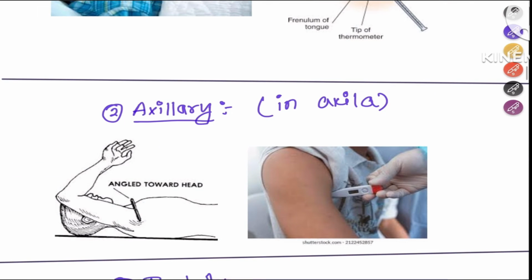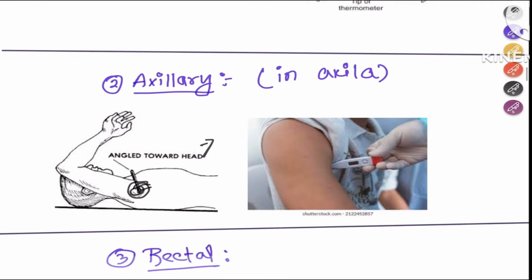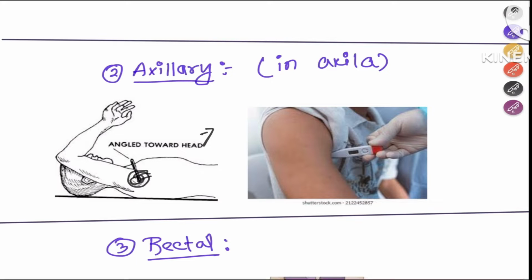Next one is axillary. It is the commonest one. We will use it for everyone. But as a disadvantage, sweat and all are present in the axilla region, so the temperature fluctuates a little. So we can't get an accurate reading like oral. Also, axillary temperature is 0.5 degree Fahrenheit to 1 degree Fahrenheit less than oral. So this is the axillary temperature.